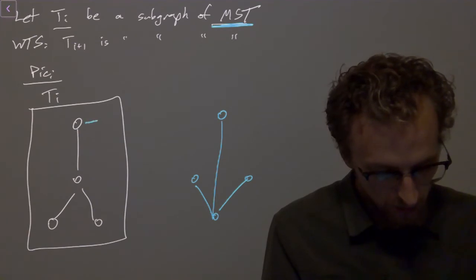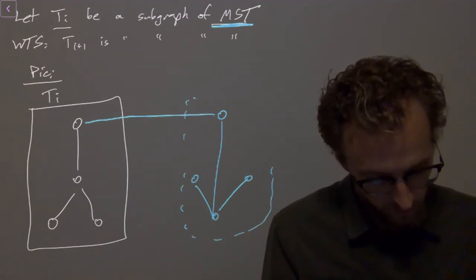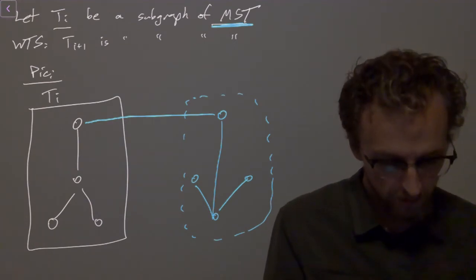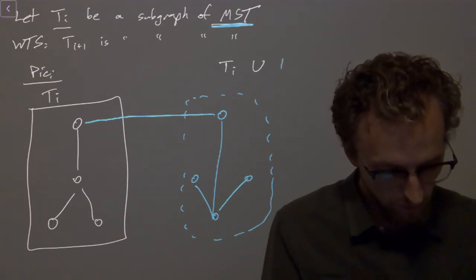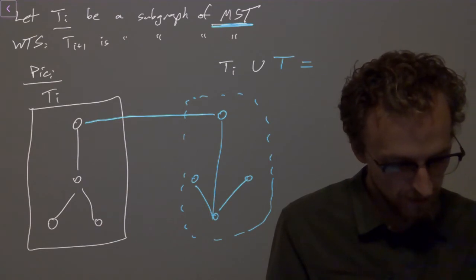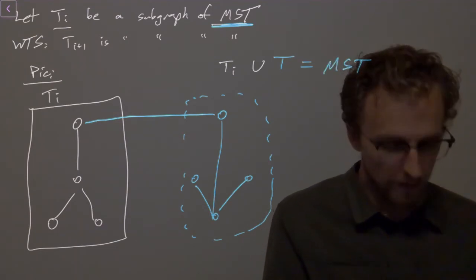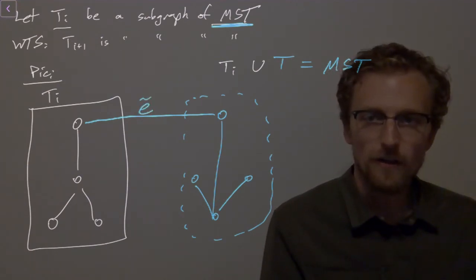And there's an edge here that connects it. Okay, so this whole thing, right? Ti plus the blue stuff. So let's say Ti union the blue tree is a minimum spanning tree. This is an MST. Okay, so that's our assumption, and I'm just going to name this edge. I'll name this edge E tilde.